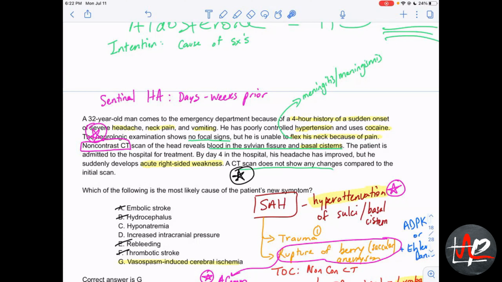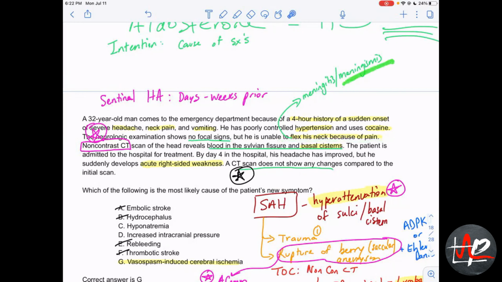Other things that I want to talk about with subarachnoid hemorrhage is the initial hemorrhage itself is non-focal. And so if you look at the beginning of the question stem, it says severe headache, neck pain, vomiting. He has no focal signs. So again, another thing that you can actually learn from the question stem itself. So he has no focal signs, but he is unable to flex his neck because of pain.